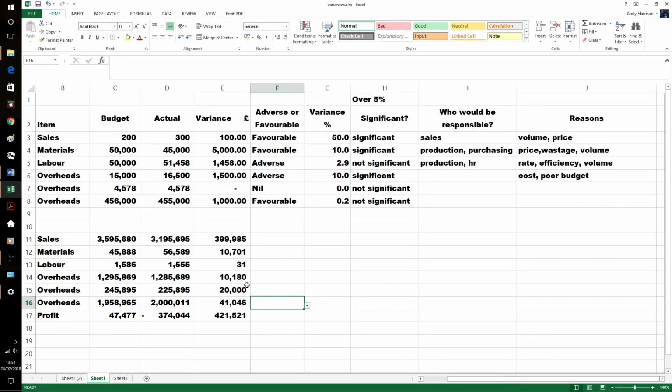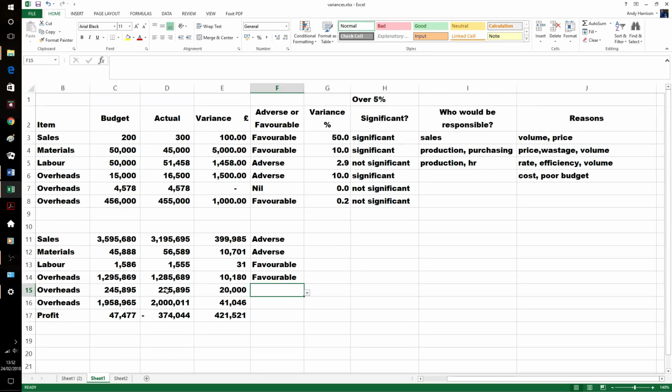So let's have a look then. It'll apply to all the figures. So we've sold £400,000 difference. Materials is 11,000 difference. Our overheads all seem to have bigger amounts, but that doesn't tell us until we work out whether adverse or favourable. So this one we've sold less than budget, that's bad. Materials is also bad because we've spent more than budget. This one is favourable, but it's only £31, so that's not really solved the problem. And this overhead is £10,180 less than budget. Oh, that's a favourable.